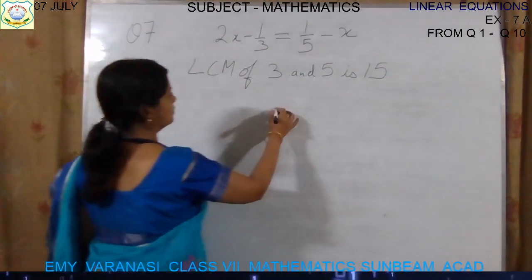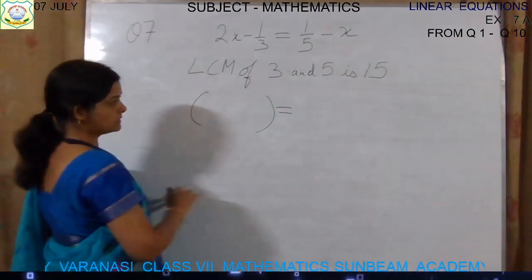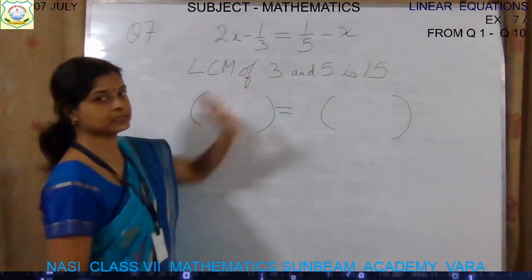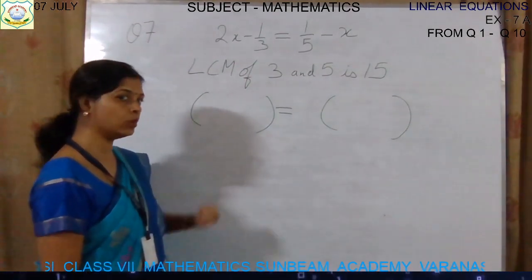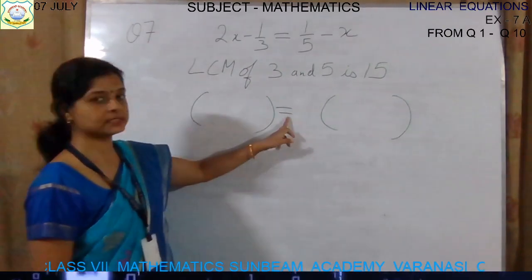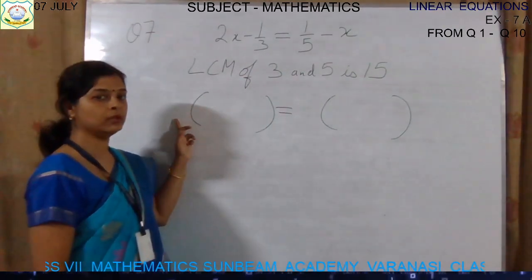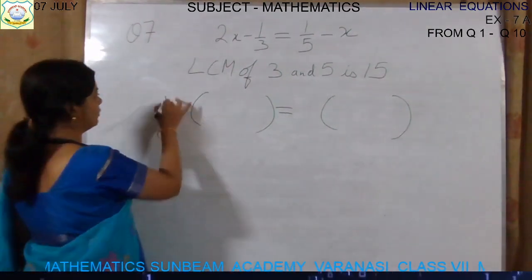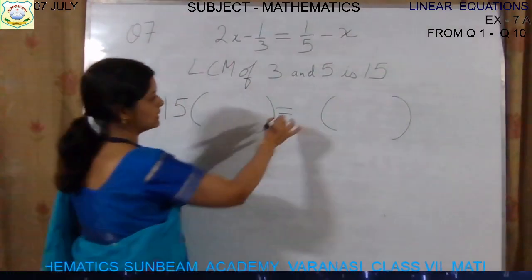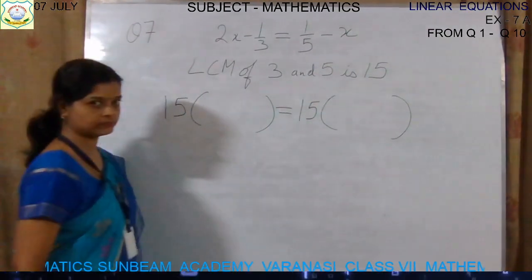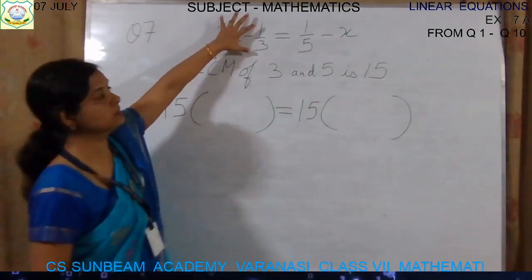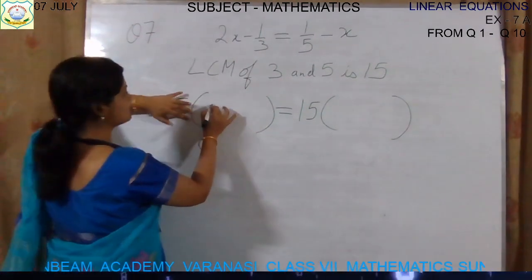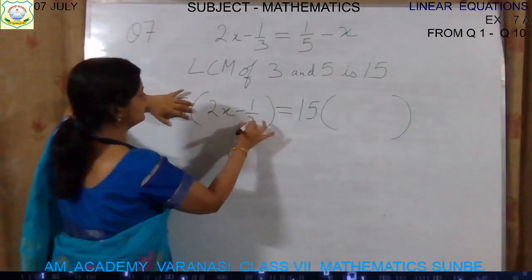Now what will you do? On LHS as well as on RHS, multiply this LCM. Why on both sides? Because there is an equality sign. So if you multiply 15 to LHS, you have to multiply 15 to RHS also. With whom will I multiply? With the given question. The LHS part, (2x - 1)/3. So this is my LHS part.